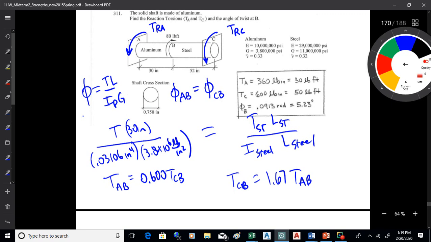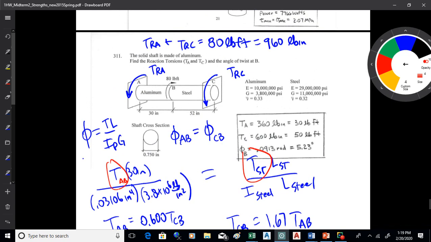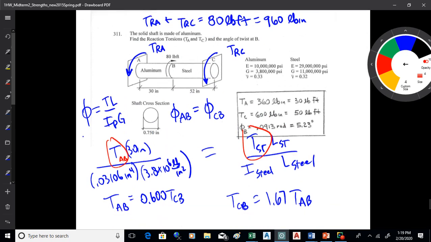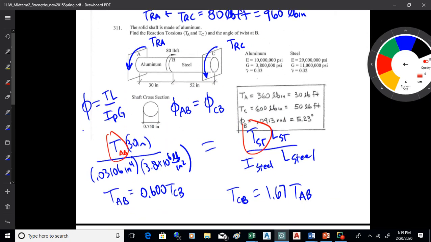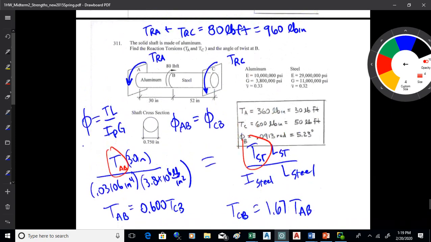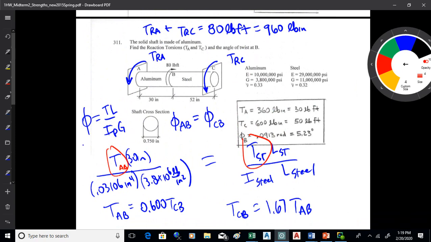The unknown is there and there. Okay, so this would be the torsion from A to B, which is the torsion in the aluminum. So what you know is the sum of those two torsions is 960. And then you know the ratio between them. So now you can do the two equations and two unknowns and solve it out.